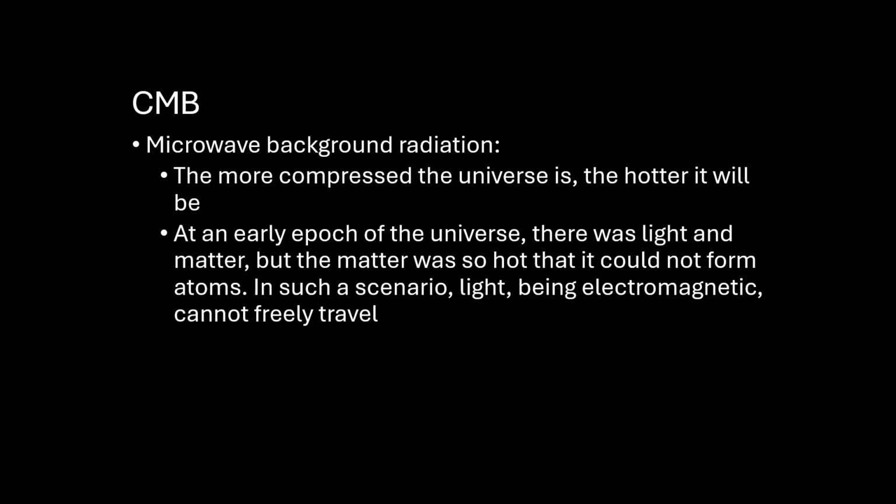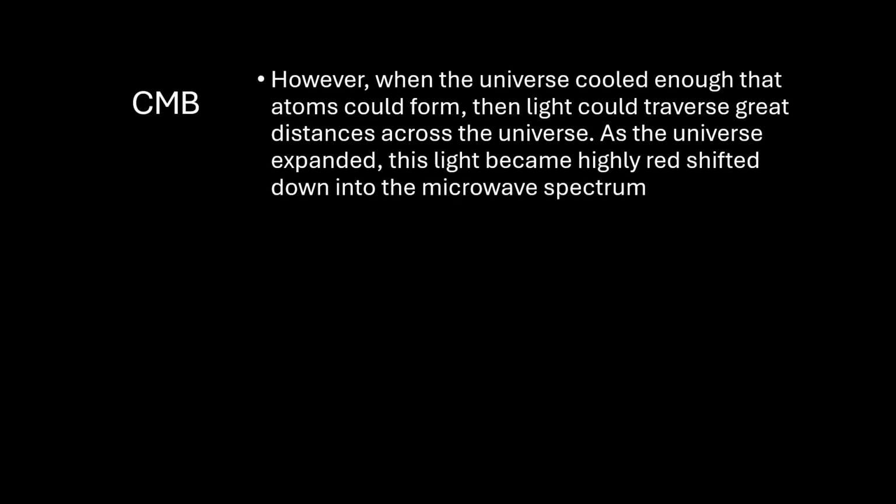At an early epoch of the universe, there was light and matter, but the matter was so hot that it could not form atoms. It was all plasma. In such a scenario, light, being electromagnetic, cannot freely travel. It's scattered by all those free electrons and all the charged particles moving around in the plasma. However, when the universe cooled enough so that atoms could form, then light could traverse great distances across the universe.